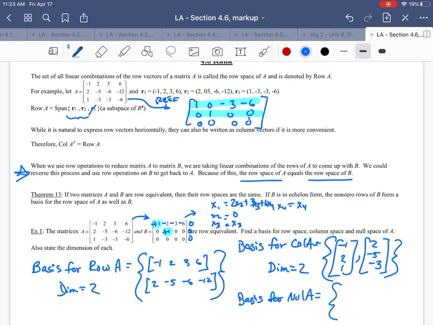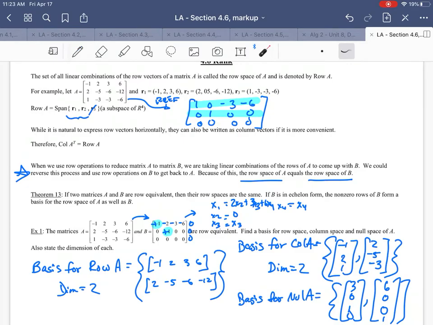It has the vector for x3 in it, which is 3, 0, 1, 0. And it has the vector for x4 in it, which is 6, 0, 0, 1. And I am getting that. Here's my 3, 0, 1, nothing over here. Here's my 6, 0, nothing again, and then 1 for the x4. All right, and the dimension of that is 2.